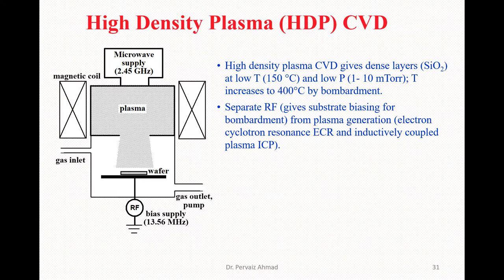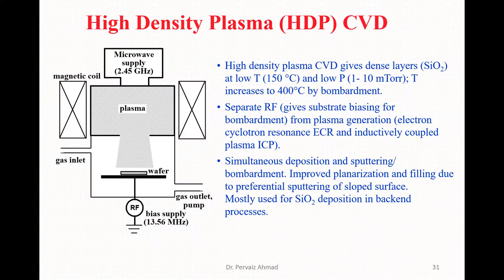It requires separate RF. It means that it gives substrate biasing for the bombardment, for plasma generation: electron cyclotron resonance and inductively coupled plasma. Simultaneous deposition and sputtering. By sputtering, we mean the bombardment. It improves planarization and filling due to proportional sputtering of the slope surface. So we remember this technique is mostly used for silicon dioxide deposition and back process.